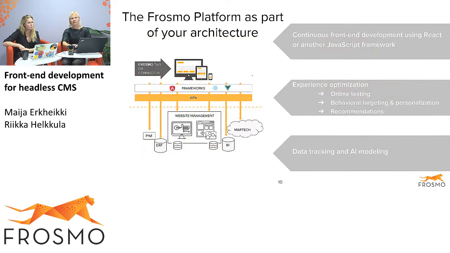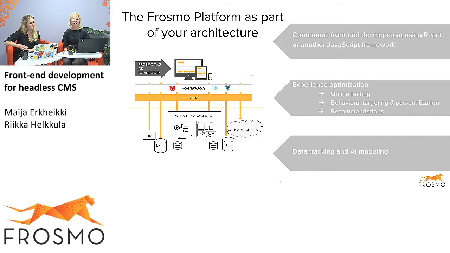So the setup, this is a familiar image. Riikka was explaining this common headless way. And if you notice, we've added one more arrow there, which is the Frosmo tag or connector. So basically, when the Frosmo tag is added to the website header, this allows you to utilize our built-in features for front-end development, and that makes it smoother, less resource-intensive, and easier to manage. There are three basic functionalities that we bring to the table. The first one is continuous front-end development using any framework.